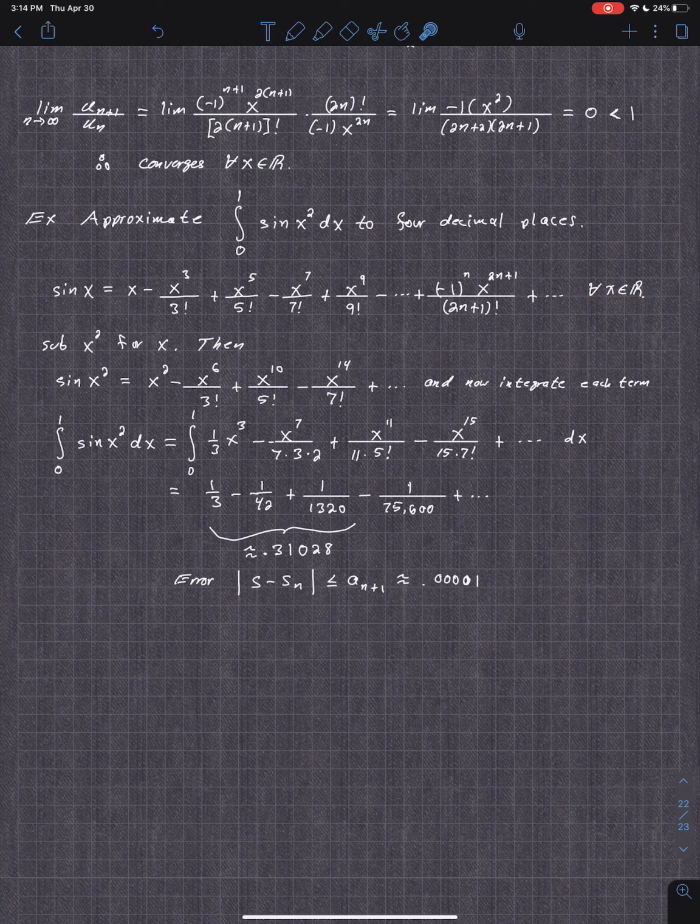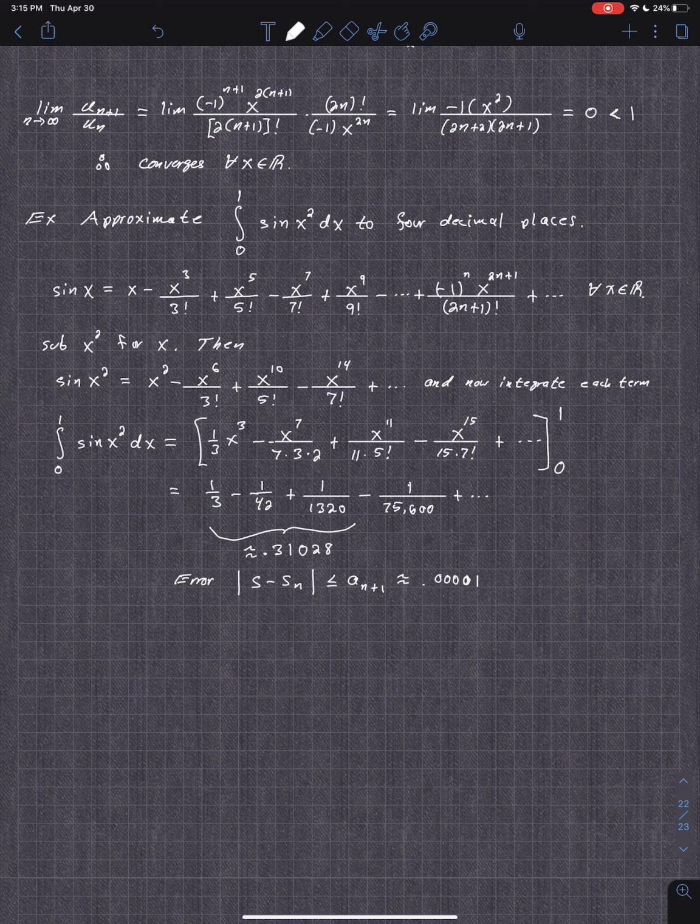Then substitute x squared into that expansion. By doing so, you get this expansion. That's your function value in your integrand. And now do the antiderivative of each one of those terms. So you integrate each of the terms, and then you would be evaluating from 0 to 1, right?